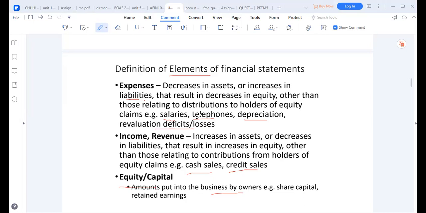What is depreciation? It is the wear and tear of an asset. Is that clear? All right, thank you.